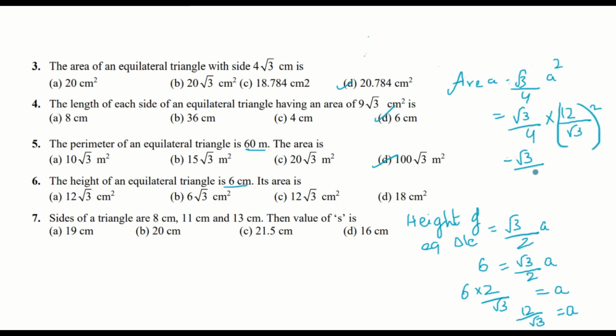And now the square of this: 12 square is 144 and root 3 the whole square is 3. Then let's cancel this. So 36 times 4 is 144 and 3 into 36, it's 12 times. So 12 root 3. Area is 12 root 3, which is option C.